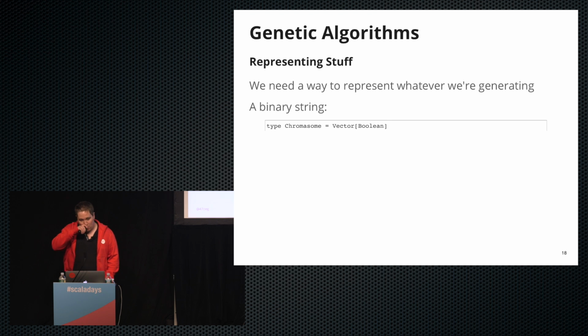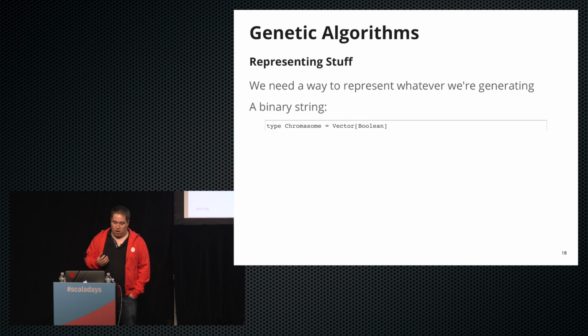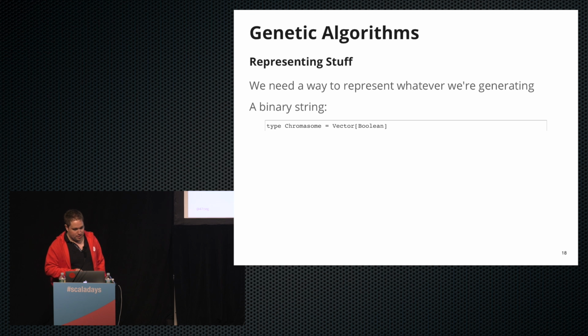Okay. So we need a way to represent stuff. I think a good way to do this is a binary string. So we could use some kind of collection, maybe a list or a vector. I've just aliased it here to call it a chromosome. That's the terminology often used with genetic algorithms.